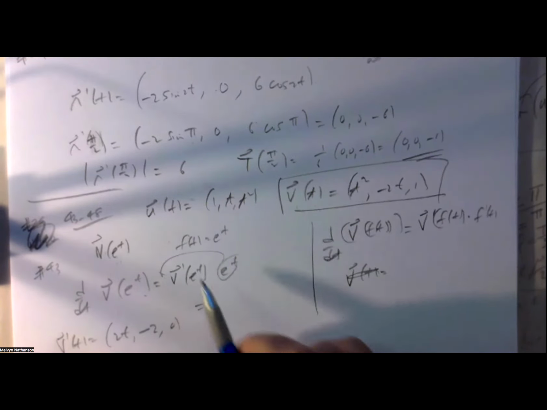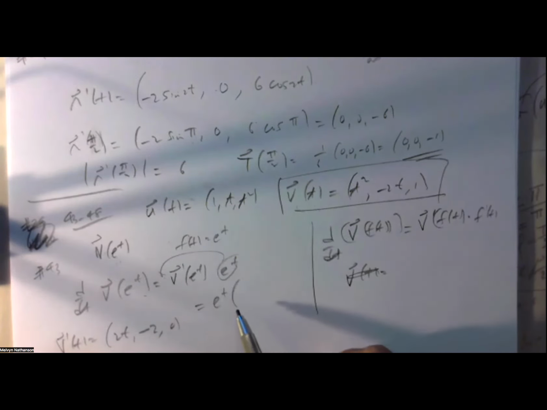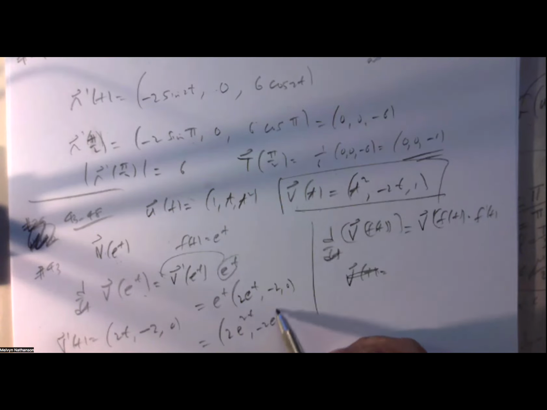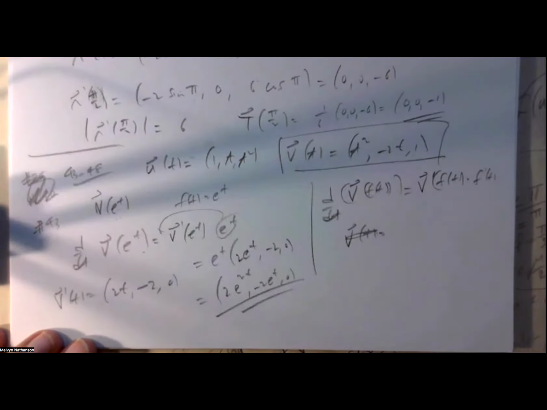I'd rather put the scalar in front. This is e to the t times the vector 2e to the t minus 2, 0. So that's 2e to the 2t minus 2e to the t, 0. And that's the answer.